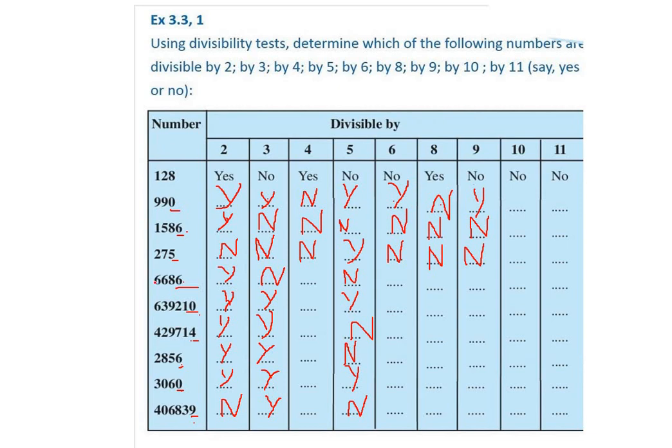Now let's check 6 plus 6, 12. 12 plus 8, 20. 20 plus 6, 26. 26 is also not divisible by 9. So we are going to write n here. Now let's add all of them. 6 plus 3, 9. 9 plus 9, 18. 18 plus 2, 20. 20 plus 1, 21. 21 plus 0 is 21. 21 is not divisible by 9. So we are going to write n here.